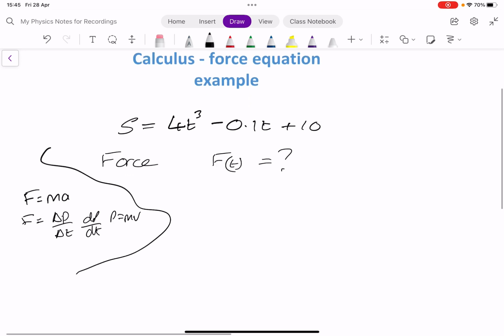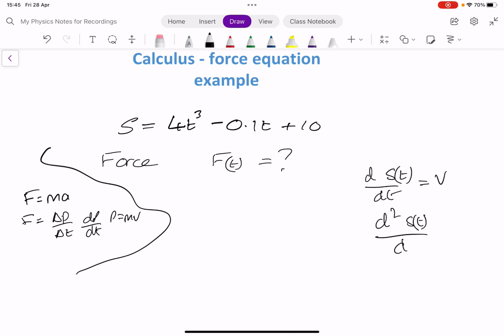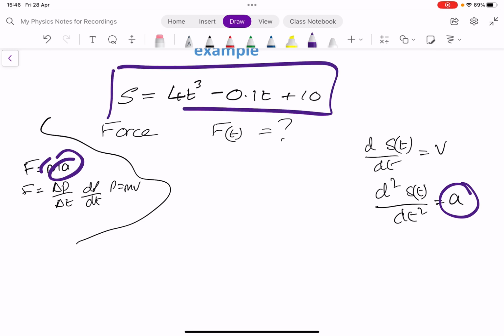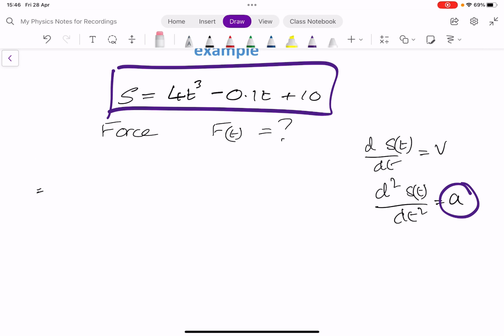Working it from the other side as well, we've got an equation for s in terms of t. So I know if I take the differential of that, that's going to give me velocity. And if I take the second differential of that, that's going to give me acceleration. Hopefully suddenly I've just seen the link. I now know what I'm going to do. So what I want is to get an equation for the acceleration based on this equation. Right, let's do that first.